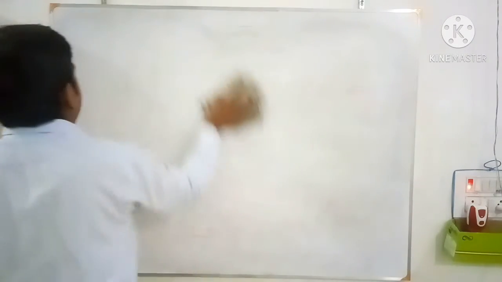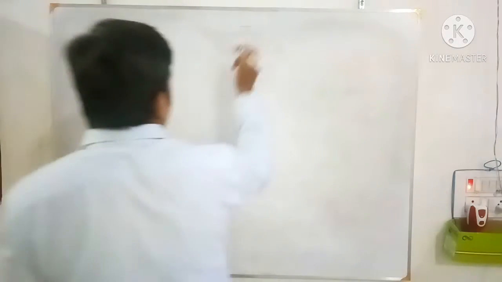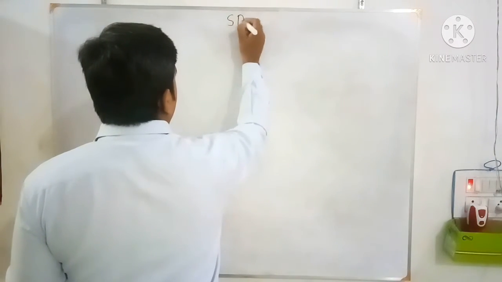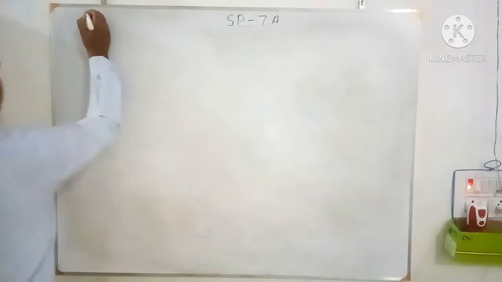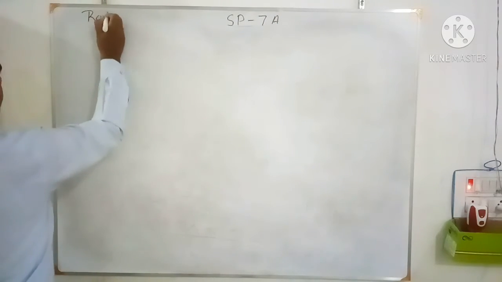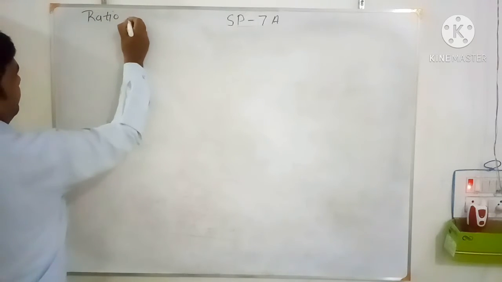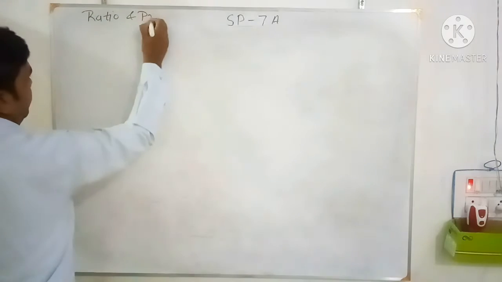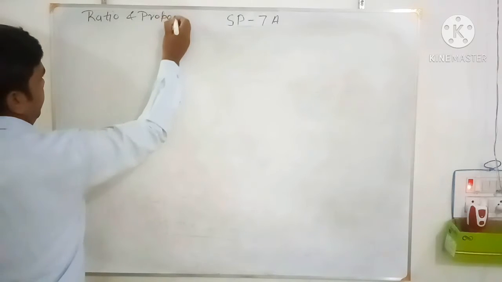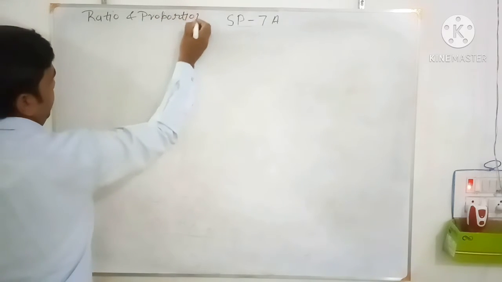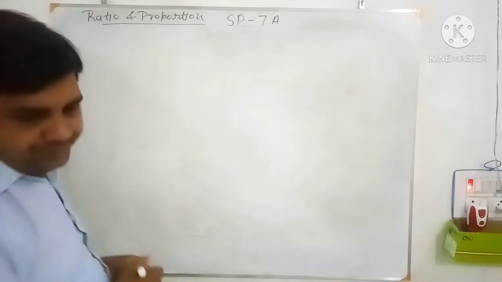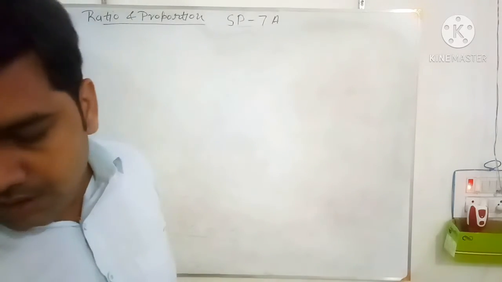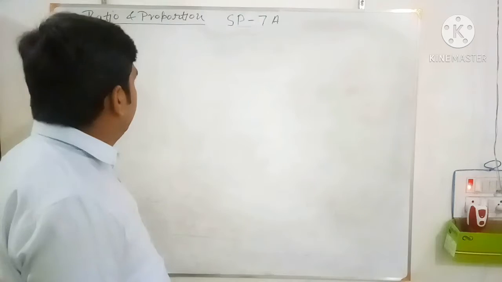Self Practice 7A. The name of the chapter is ratio and proportion. Ratio and proportion, that we will see. First of all, see what the ratio is.